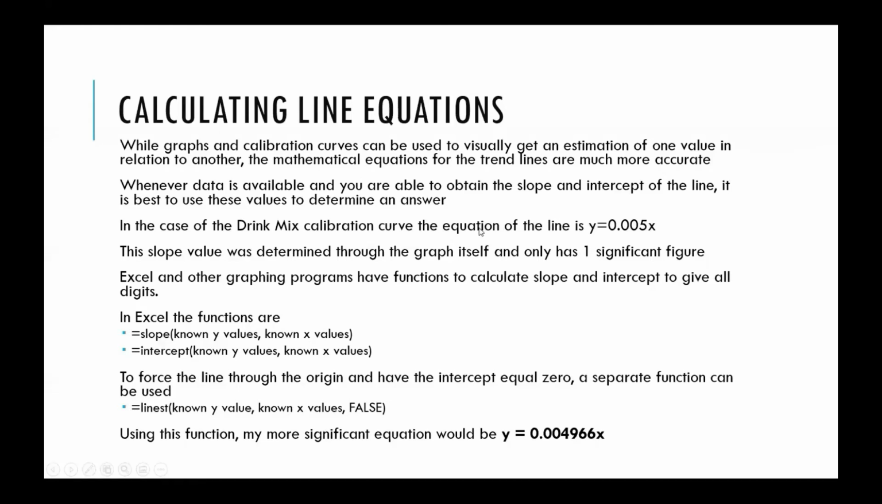In Excel or other graphing programs, there are different functions that can give you these values. The one that came up just through the graph only had one significant figure. And if I go through and actually use the different functions in Excel, you can get a more accurate value for this. You can use the slope function, select all of the y values, comma, then all of the x values, and that will give you a slope. And you can use the intercept function, selecting again all the known y values, comma, all the known x values.